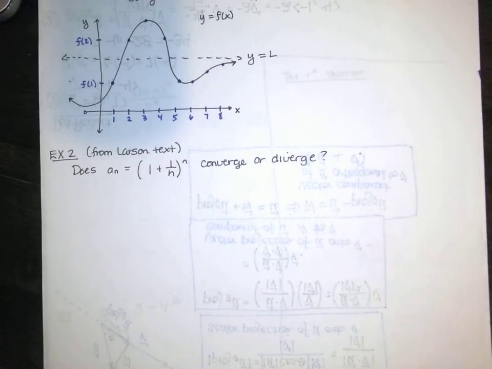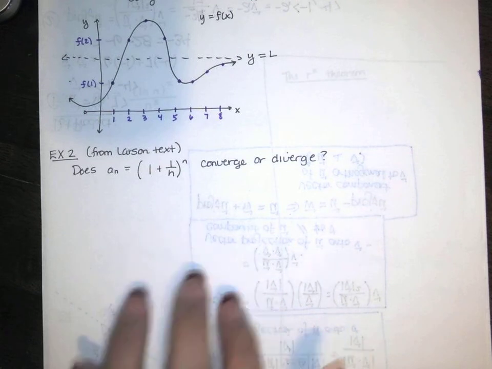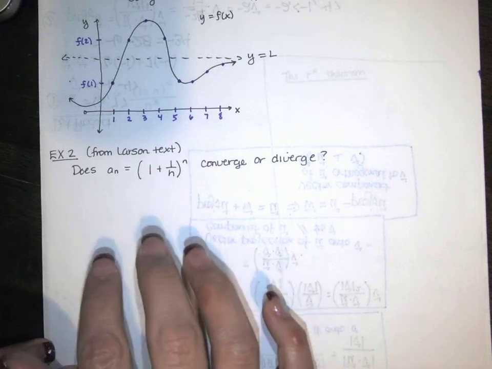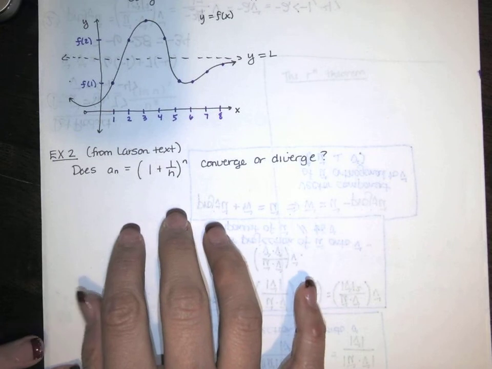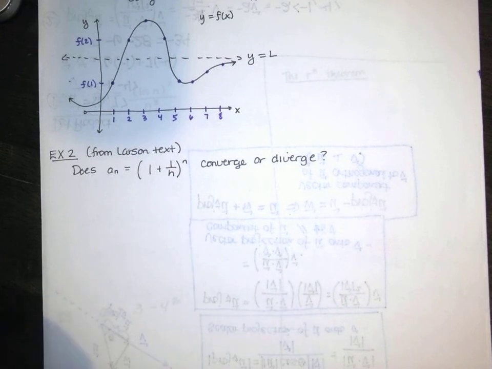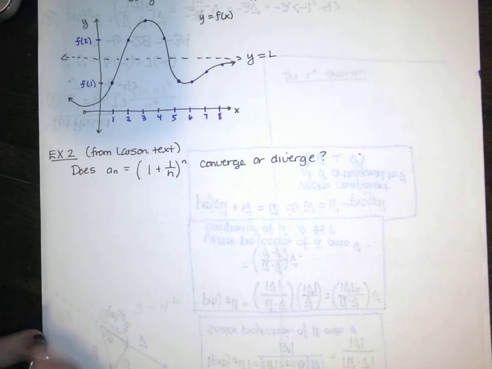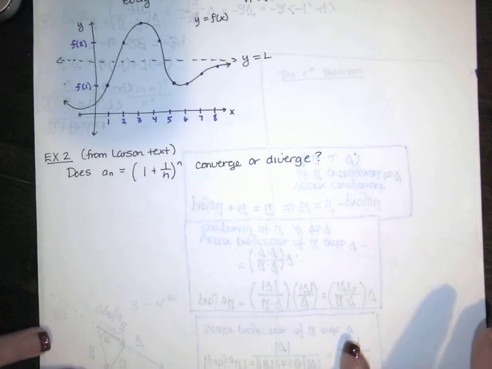So here's our first example. Now the Larson text actually skims over the derivation of this limit. It turns out that the limit does exist and it converges to e, but they refer back to a result that they came up with in section 5.6 in the text. We could do that. I'm not going to do that. I'm going to show you where it comes from.